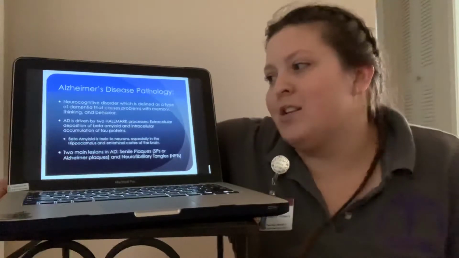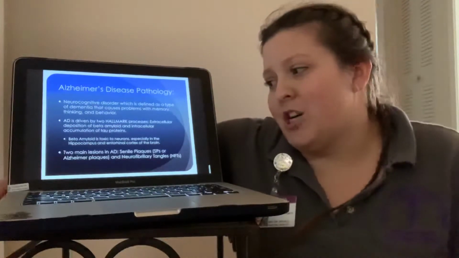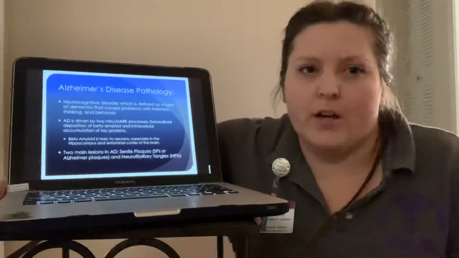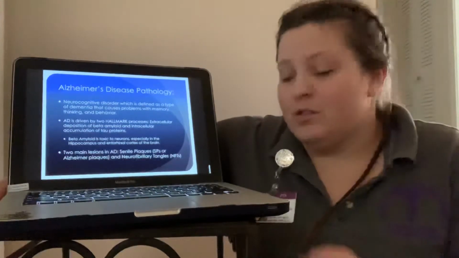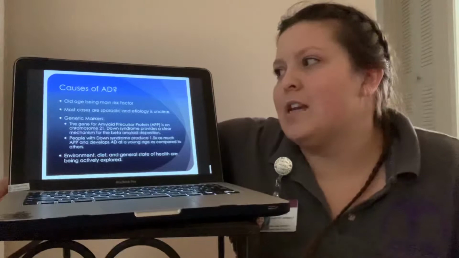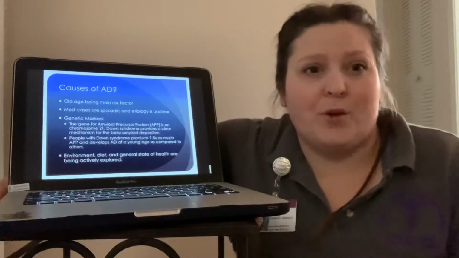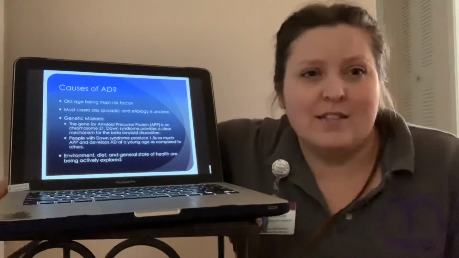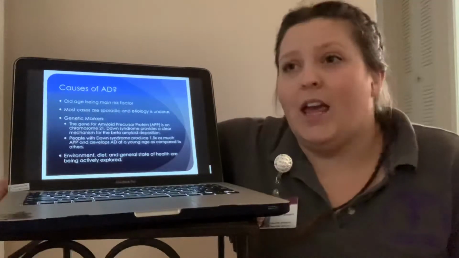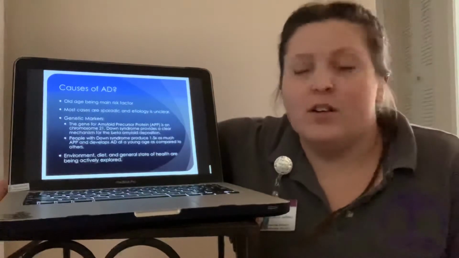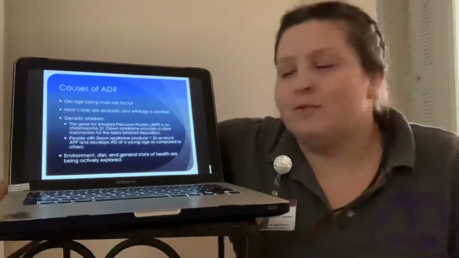After these proteins have been present, they create two main lesions. They have been termed senile plaques, which is the hallmark sign for Alzheimer's, and the neurofibrillary tangles. So what causes AD? Of course, we all know old age plays a major factor. As we age and get older, our processes slow down, so this is going to be the major factor in this disease. A lot of research suggests that most cases are sporadic, and the etiology is still unknown and unclear, which makes this such a frustrating disease to diagnose and live with.